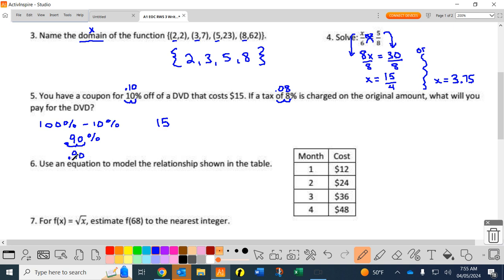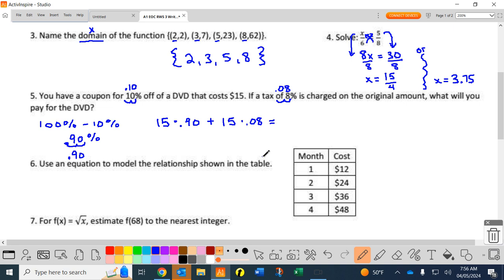So the cost of it is going to be 90% of the original amount. So we're going to pay 15 times 0.90. But in addition to that, you're going to have to pay a tax. That tax is going to be 8%, which is 0.08, times that original amount of 15. So it's going to be 15 times 0.08. And those two things added together will give you the total for that item.